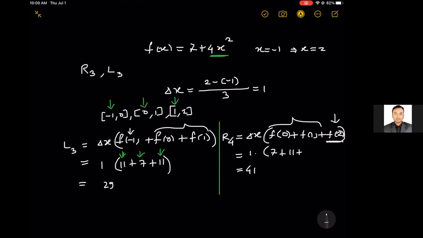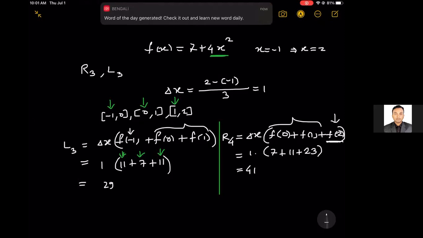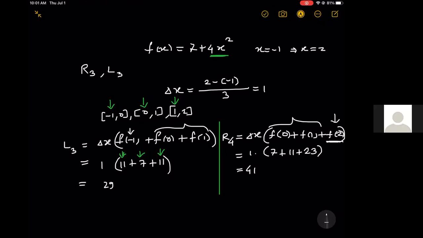Okay, f of 2. So 2 squared is 4. So 7 plus 4 times 4, that is 7 plus 16. So it's 23. And if I add this, do I get 41? Or did I do it wrong? I got 41. Oh yeah, right. We do get 41, you're right.